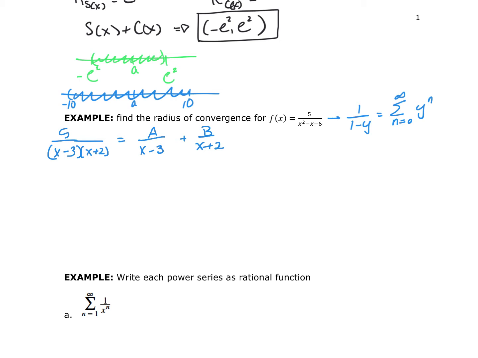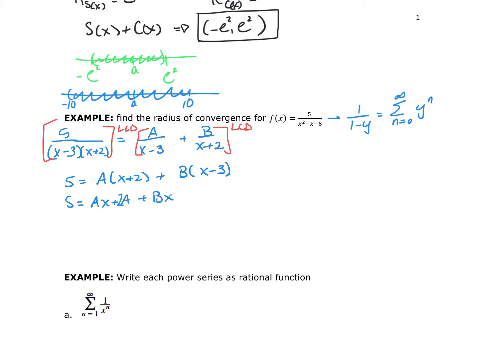Now I'm going to do my partial fractions like I normally would. I multiply each term by the lowest common denominator, and I have 5 is equal to A(x + 2) + B(x - 3). So 5 is equal to Ax + 2A + Bx - 3B. That means 0 is equal to A + B, by the fact that I have no x squared on the left-hand side, and 5 is equal to 2A - 3B.